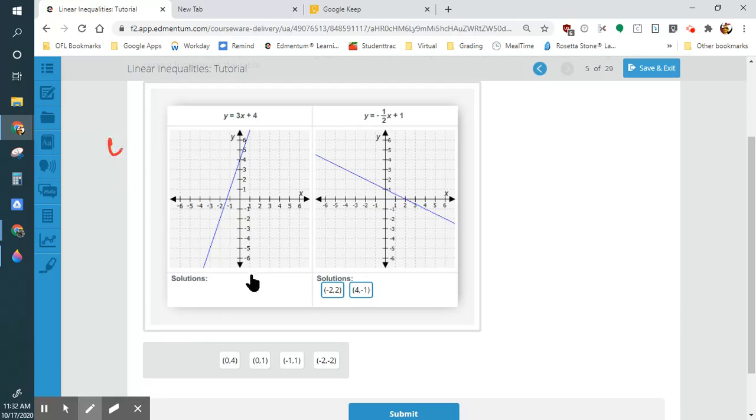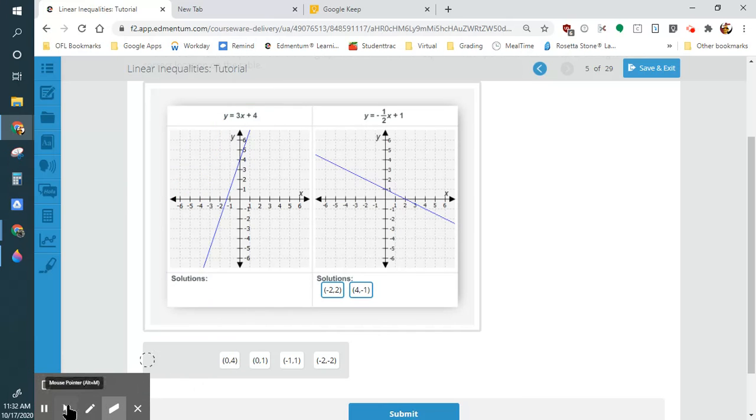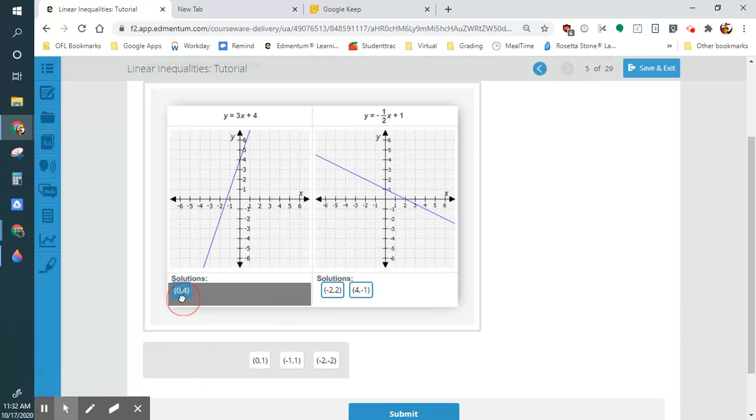So our y is 4 equals 3 parentheses, and our x is 0. So 0 plus 4. Again, all I'm doing is rewriting this formula with these in mind. So this gives me 4 equals 0 plus 4, and that's true. So because that's true, I'm just going to move that in there. Perfect. All right, let's try it again. Let's see if we can get 2 in a row for the first one.